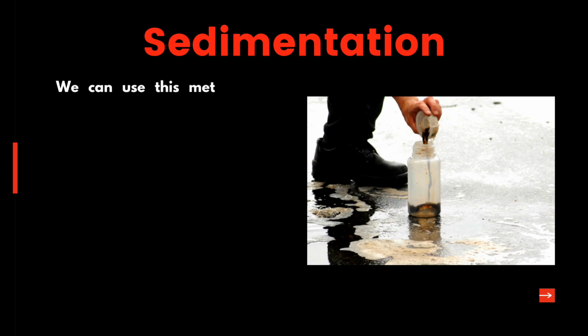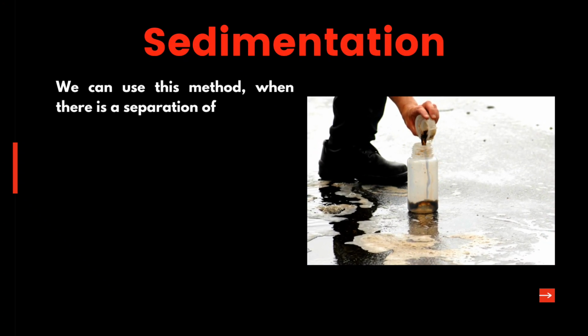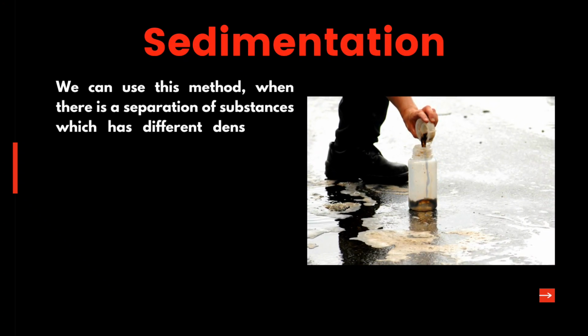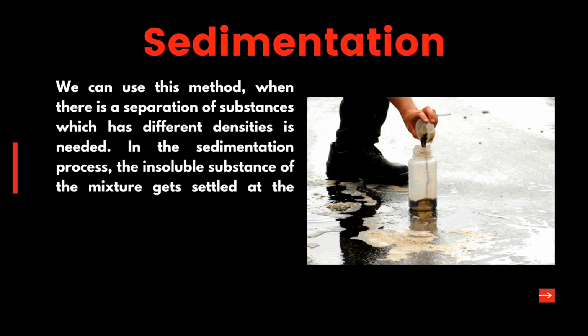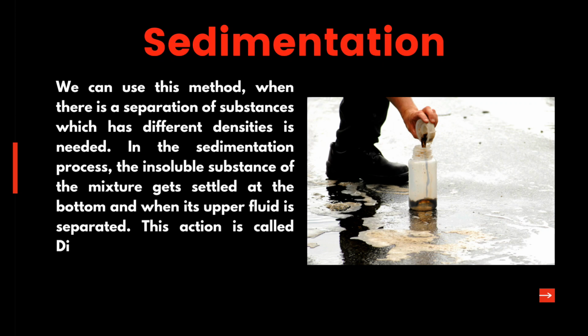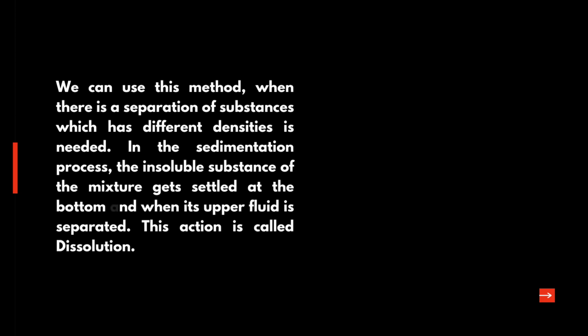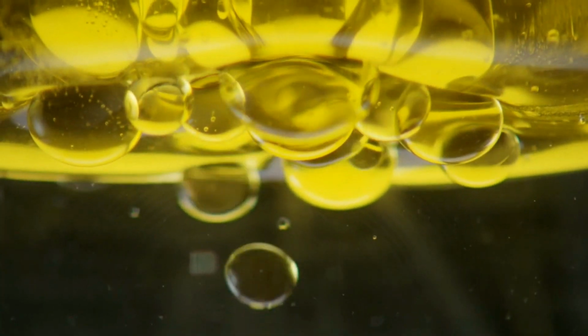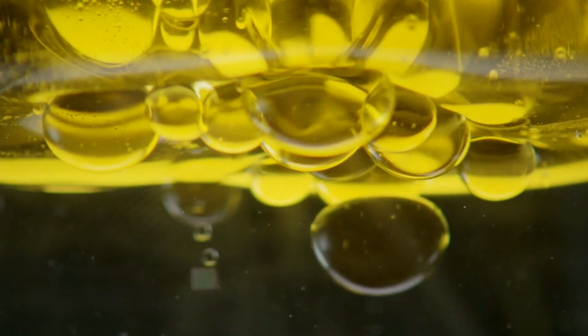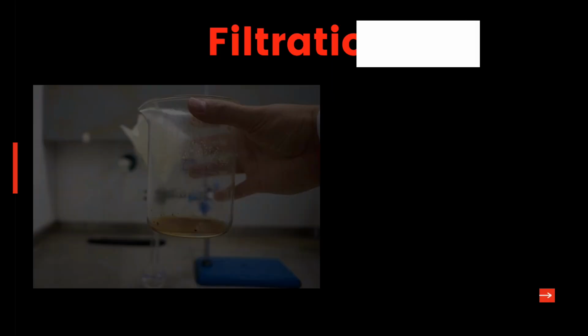Sedimentation and dissolution. We can use this method when there is a need to separate substances which have different densities. In the sedimentation process, the insoluble substance of the mixture gets settled at the bottom, and when its upper fluid is separated, this action is called dissolution. For example, separation of an oil and water mixture is done by this method, since oil and water have different densities. Due to this, oil doesn't mix with water and forms an upper fluid, which can be separated easily.